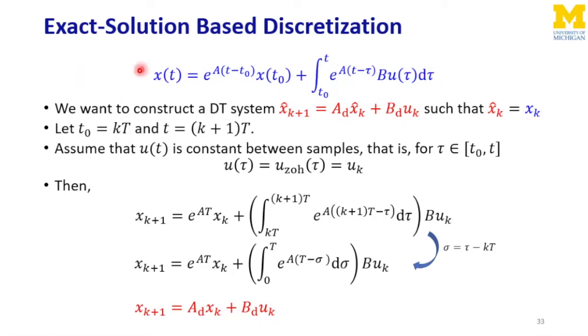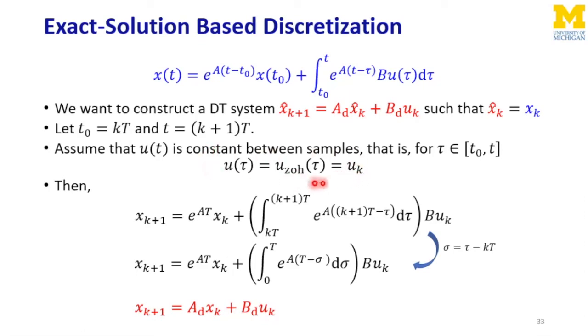Okay, so let's look at this exact solution and let t naught be equal to kT and t be equal to (k plus 1)T. So we are basically looking at how the continuous time system goes from one step to the next step. Next, we are going to assume that we have a very special input. The input u is constant between the samples. So that is for all the times tau which are between the samples kT and (k plus 1)T, the input is held constant, or it's like the zero order hold equivalent of the sample input uk.